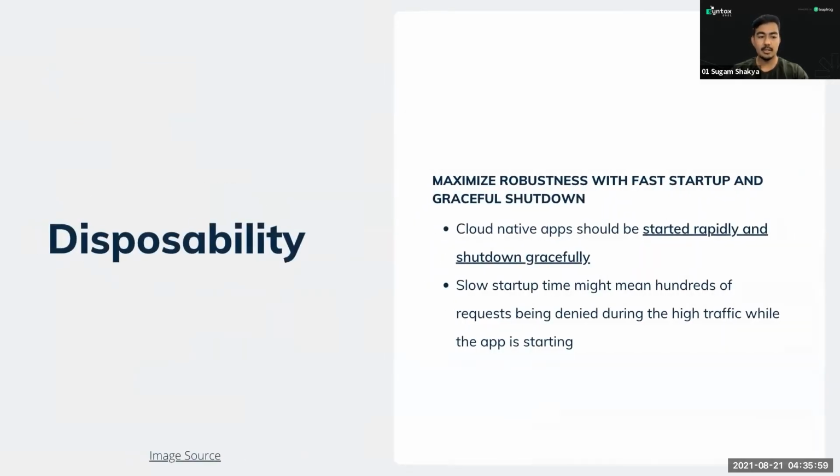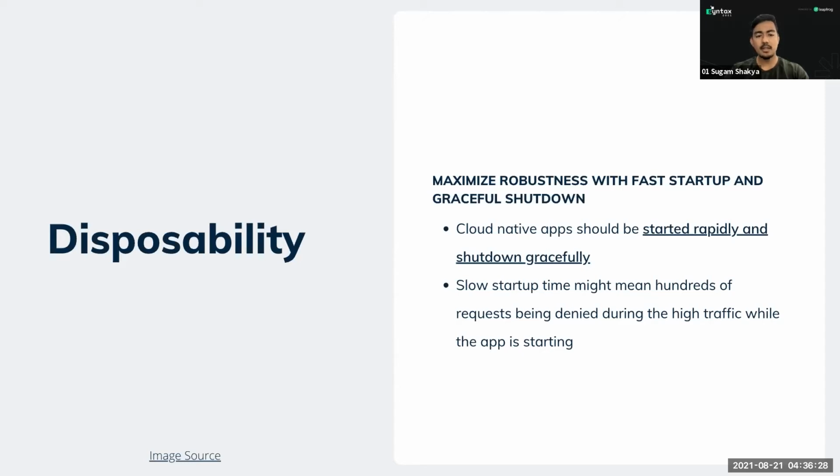The next one is disposability, and this is very important in order to build a very robust system. The principle here is that we need to maximize robustness with fast startup and graceful shutdown. What this means is that when we build our cloud native application, we need to make sure that our app starts quickly, and when it's about to shut down, it shuts down gracefully. And why is that?